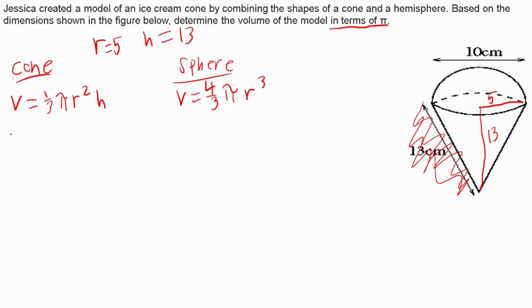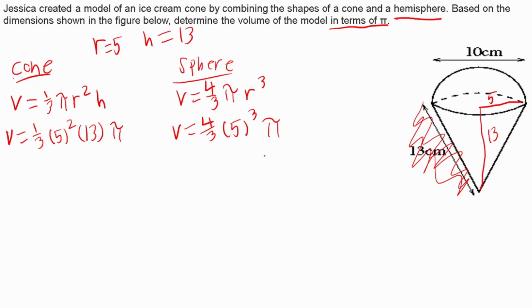So let's rewrite this. We get volume equals 1/3. We're going to move pi to the end. My radius is 5 squared times 13, and we get pi at the end here. And my next one, volume equals 4/3. My radius moves up. We get 5 cubed, and we leave pi at the end. Now, one thing we're going to have to do with our sphere, since this is a hemisphere, is divide it by 2 at the end. Right? So we're going to have to divide by 2 at the end.